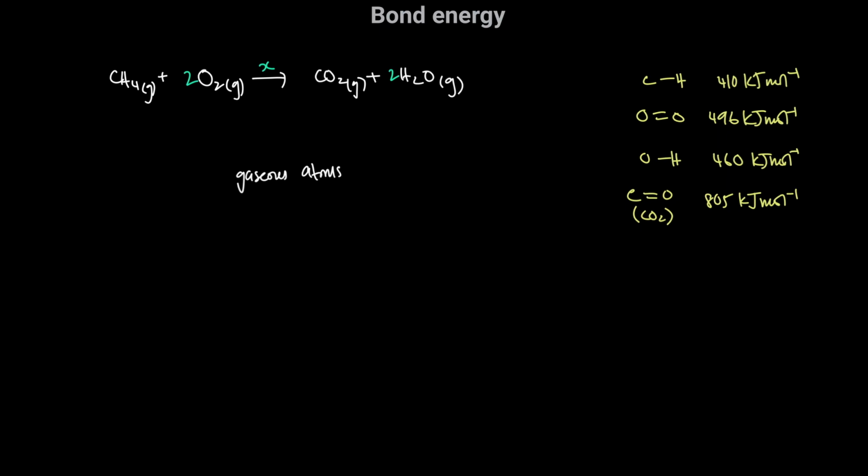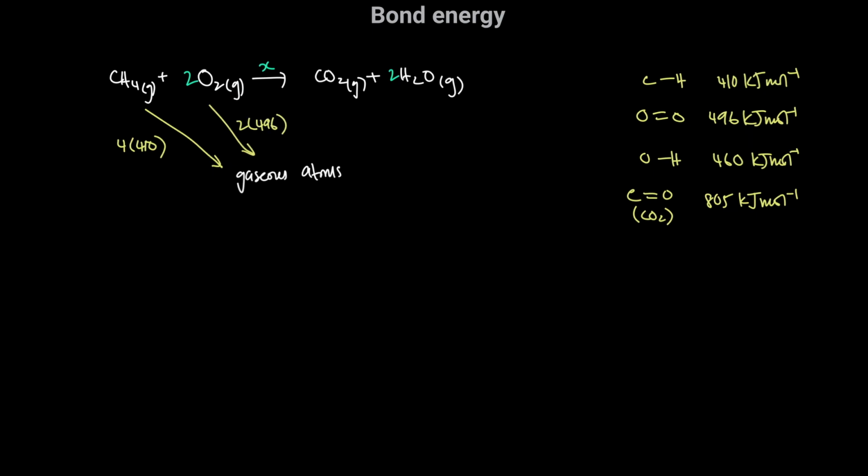Here we have 1 mole of methane, 1 mole of CH4. 1 mole of CH4 has 4 moles of CH bonds. This value that we have is for 1 mole of CH bonds being broken, so this will be 4 times 410. Then we have 2 moles of oxygen gas. Each molecule of oxygen has a double bond. If we have 2 moles of molecules, that is 2 moles of double bonds, so this will be 2 times 496.